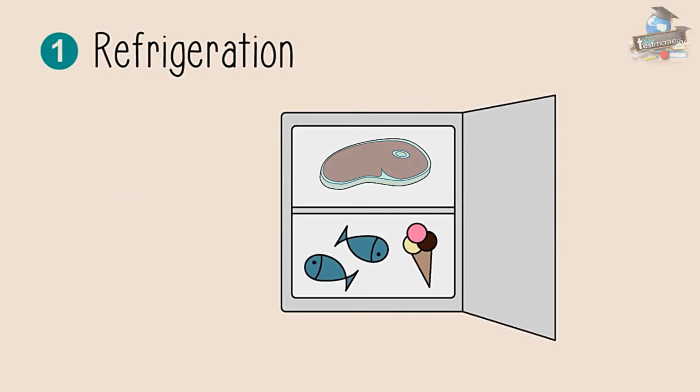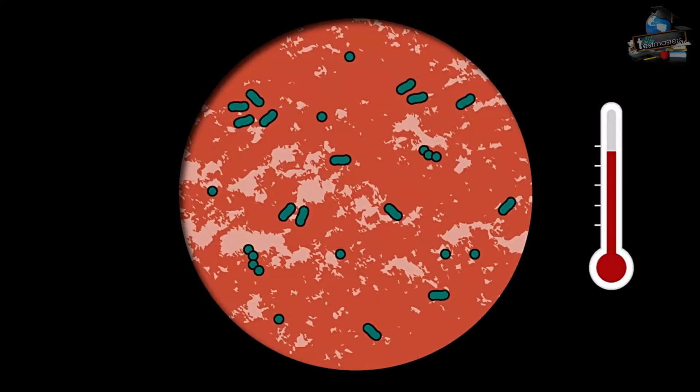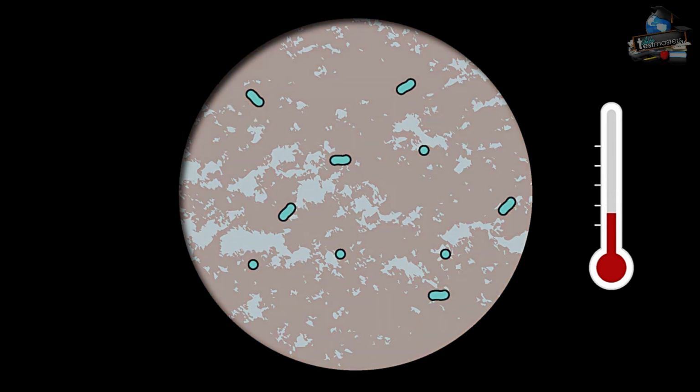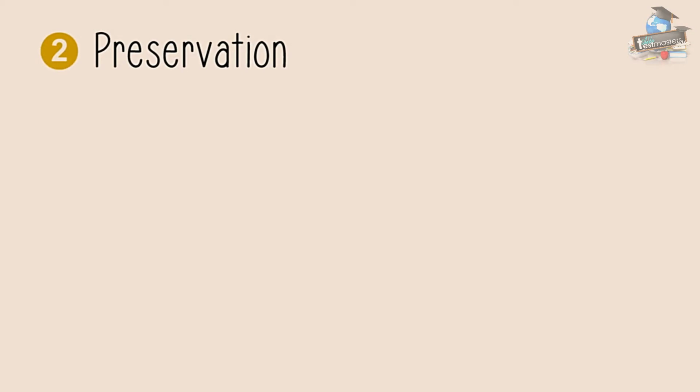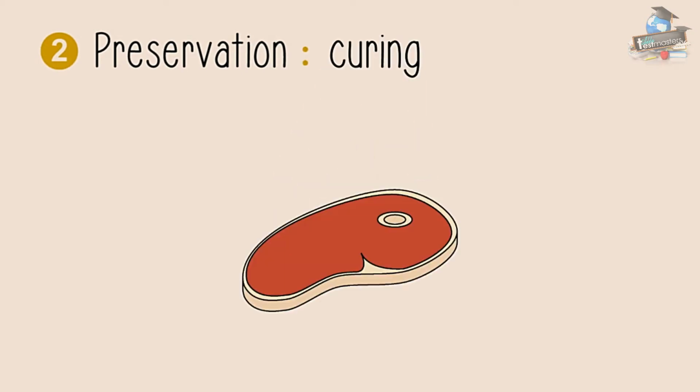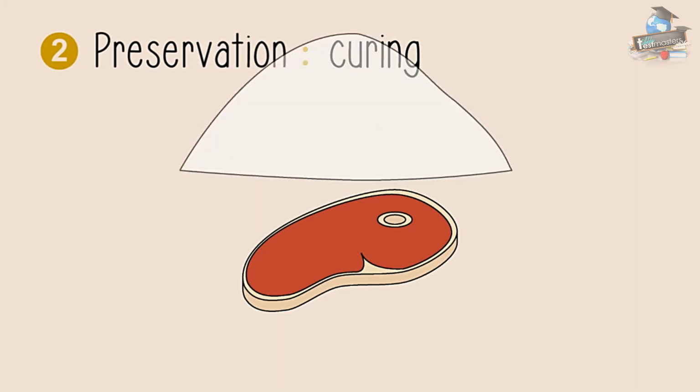Refrigeration slows down the spoiling process by decreasing the optimal temperature for bacteria to survive and multiply. A common food preservation method is known as curing. Curing involves rubbing meat with a lot of salt.